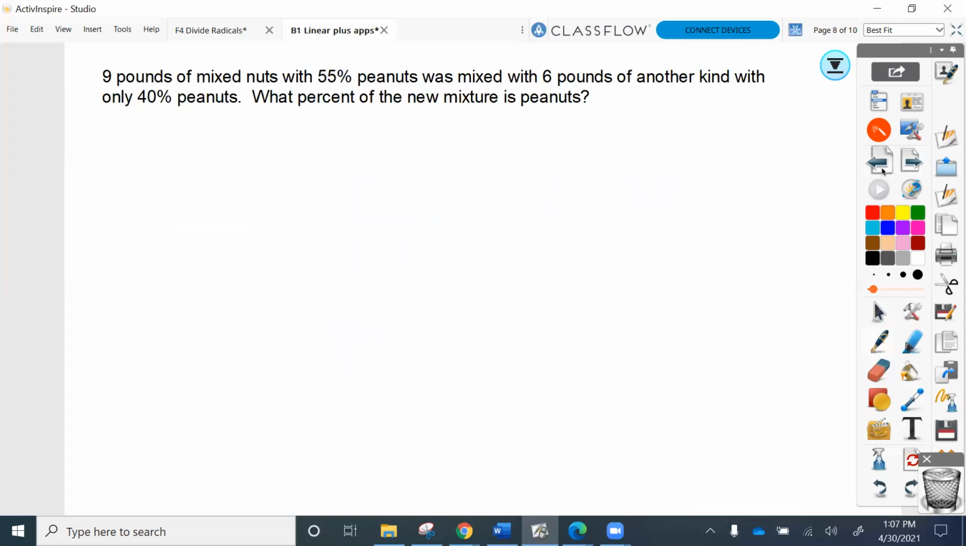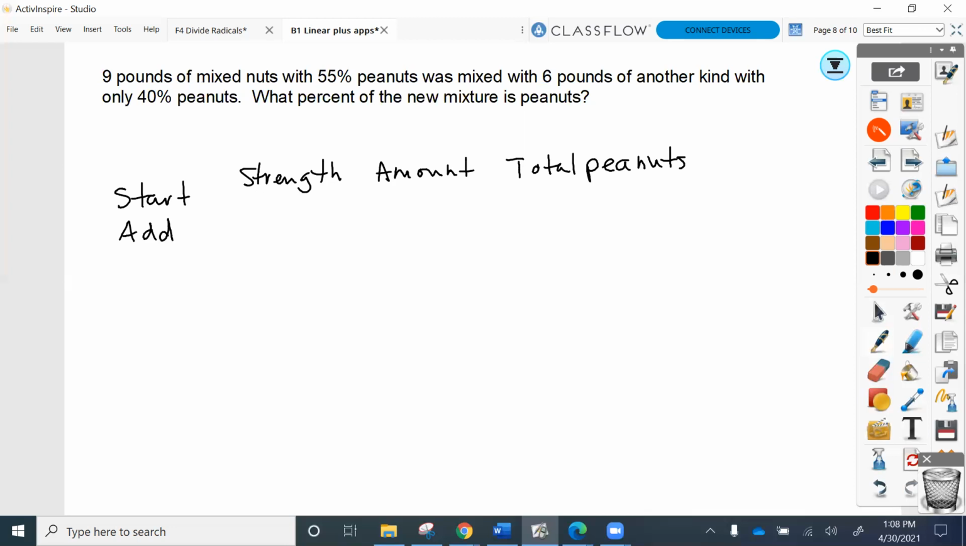Okay, one more example. Let's start out with our table again. Strength, amount, total. And this time we're talking about peanuts. Over here, there's the starting mixture, then whatever we add to it, and then finally, the result.